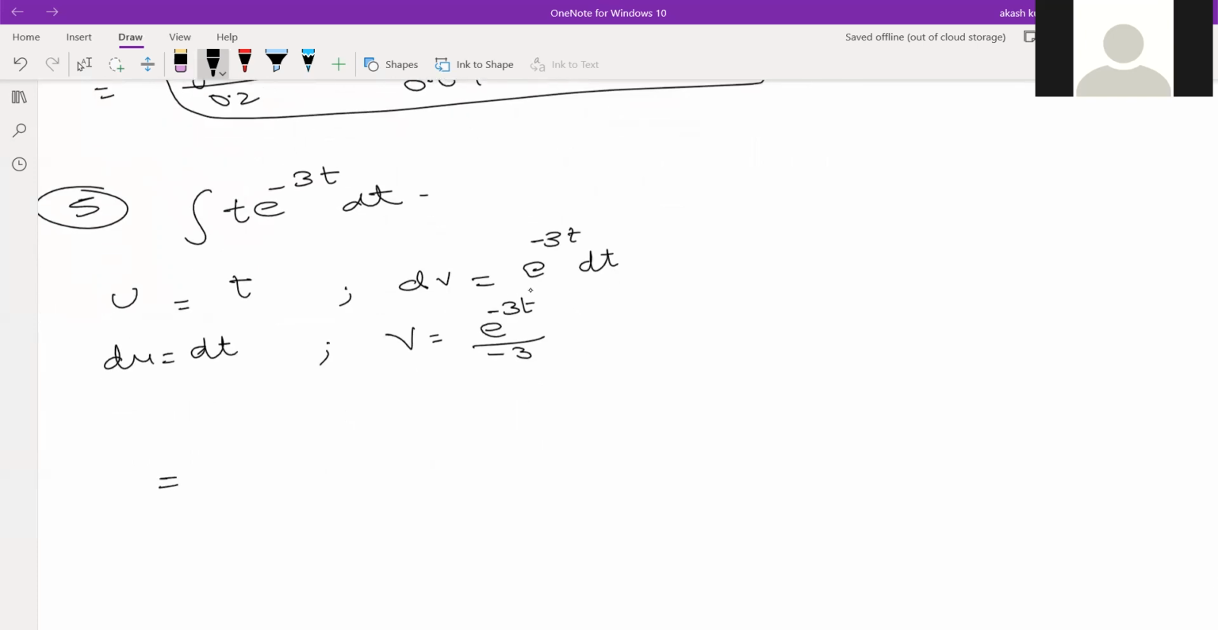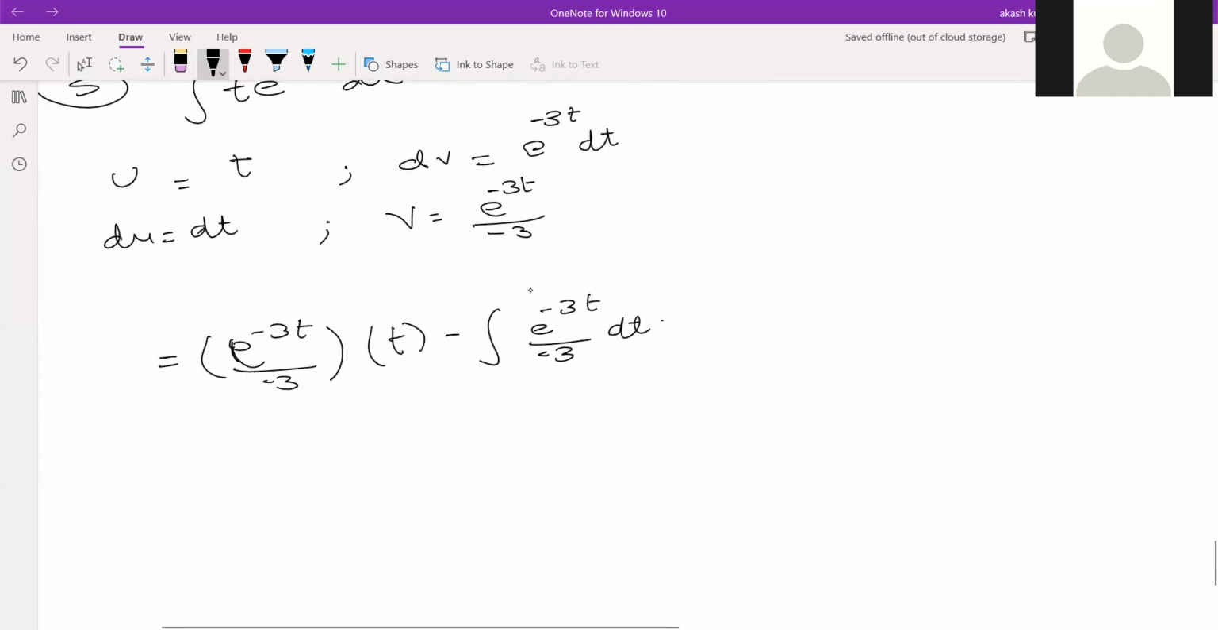Then, applying integration by parts, it becomes uv minus the integral of v du. So it's going to be v, the first part, e to the power of minus 3t over minus 3, multiplied by t, minus the integral of e to the power of minus 3t over minus 3, multiplied by du, which is dt.